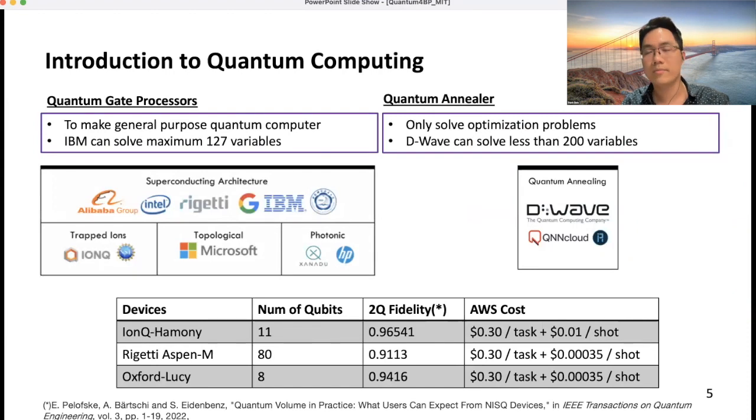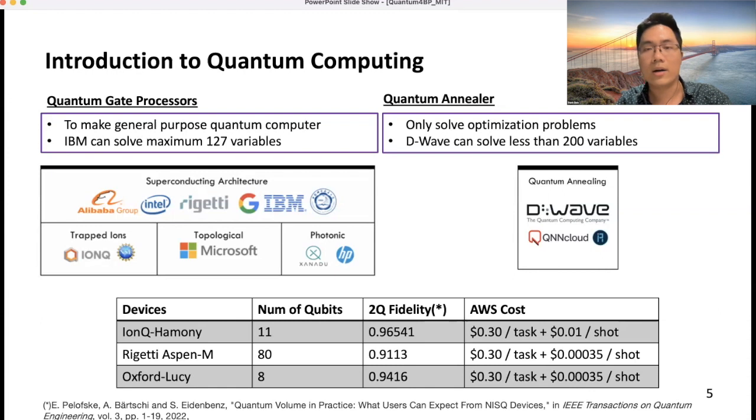There are two main technologies in quantum computing. They are quantum gate processors, which aim to make general purpose quantum computers. For this kind of gate processor, the leading company is IBM, and we can use IBM Eagle to solve a maximum of 127 variables. Last year they released a new IBM quantum processor, but it is not online yet, so we wait to see.